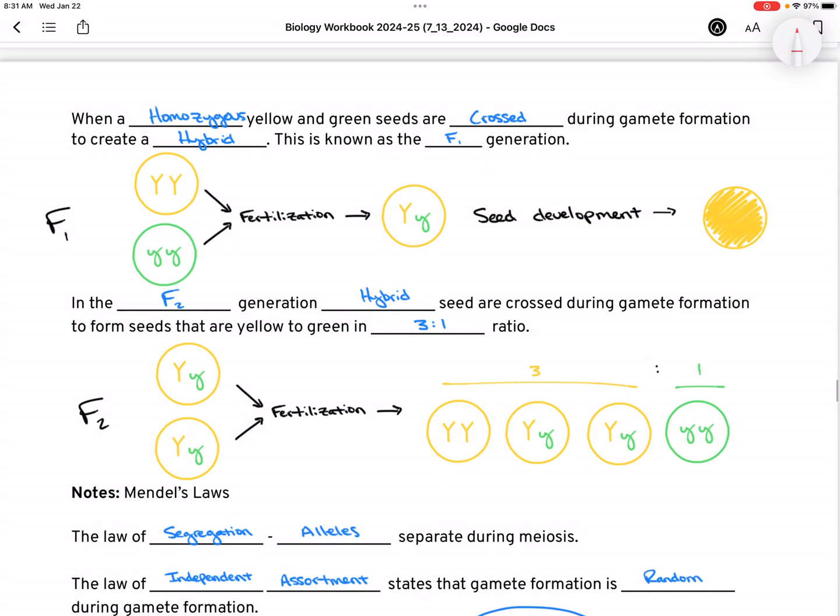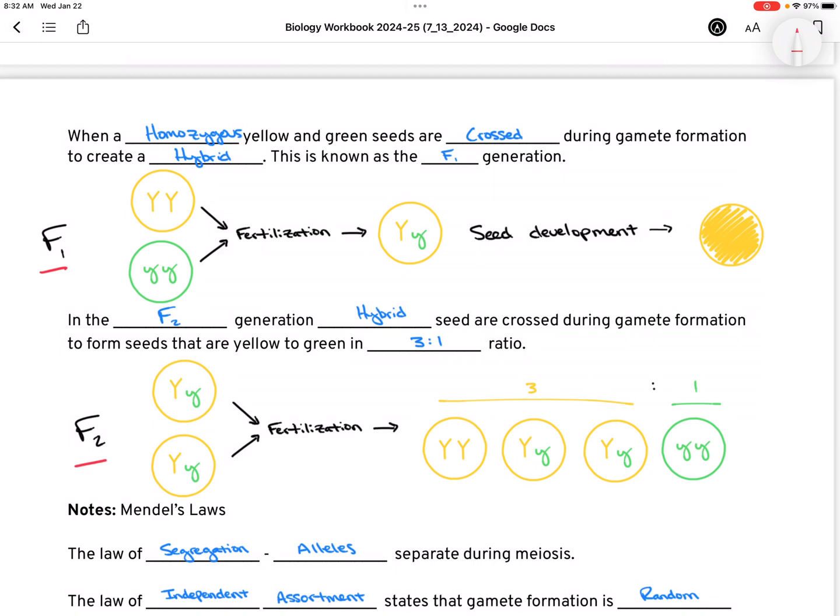All right, now this part can be a little complicated, but if you stay with me, we'll get there, okay? So we have what we call two different generations. We have the F1 generation and F2. And how this works is if we take two homozygous yellow and green seeds and we cross them, they form a hybrid, okay? And you'll see here that we have big Y and little y. And they're brought together and they make a hybrid, and they develop a seed that is yellow, right? But you can see here that the green recessive trait is still there, okay?